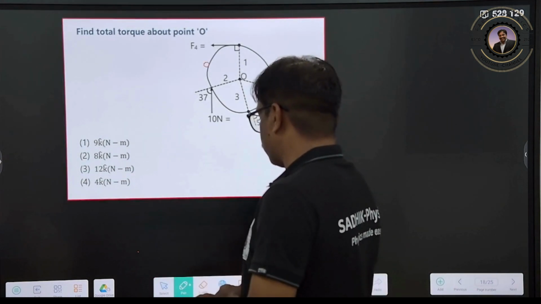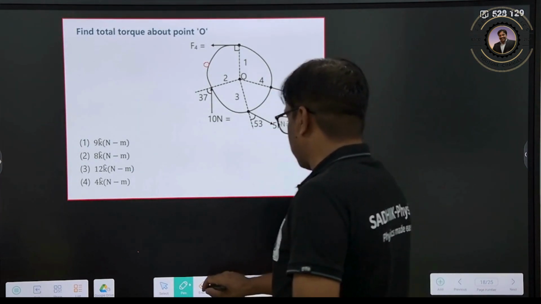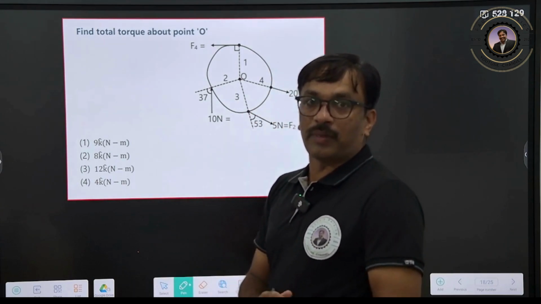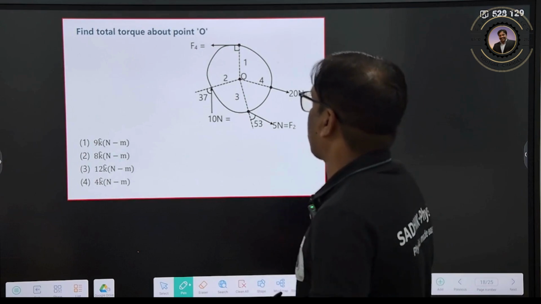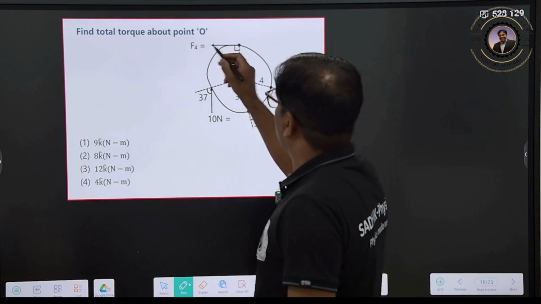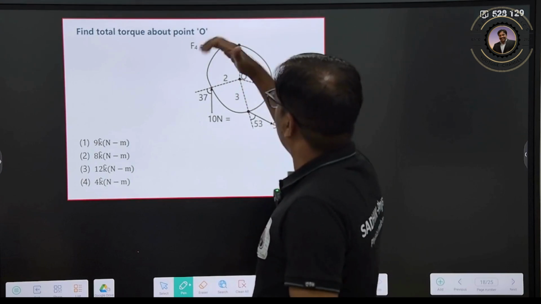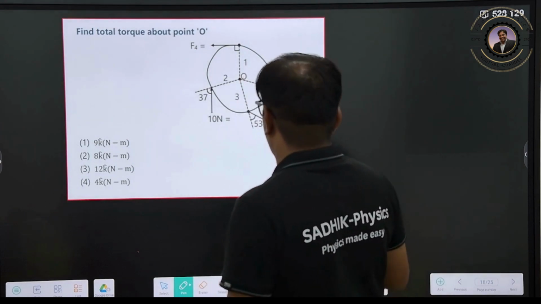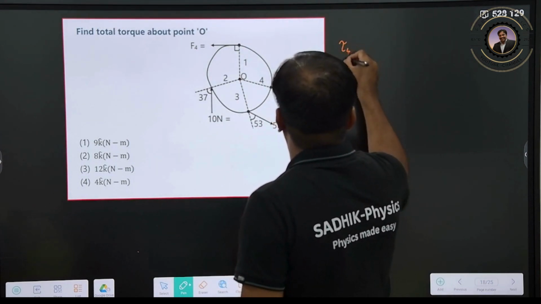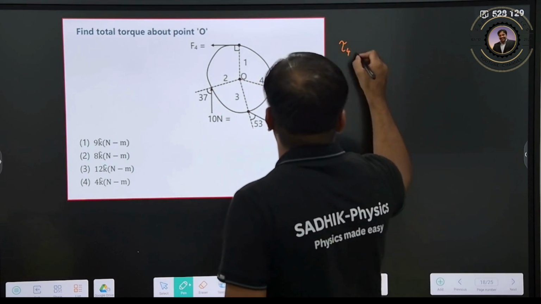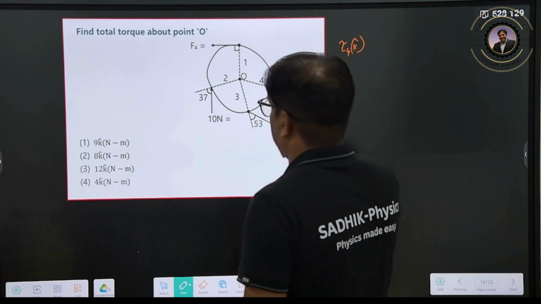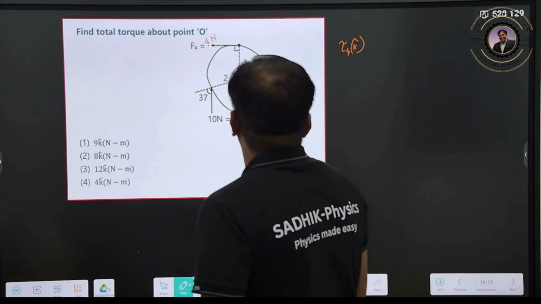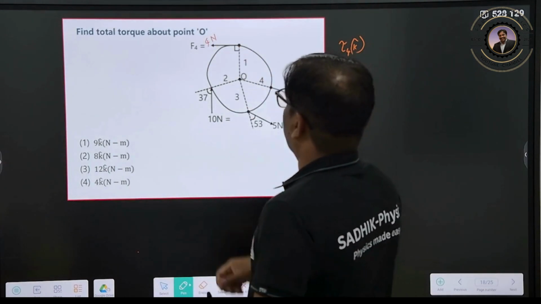Now, all clockwise torques can be added, and all anti-clockwise torques can be subtracted. So this F4, what is it doing? F4, therefore, right hand thumb rule. It is coming out, so it is making it rotate like this. So due to F4, it is coming out, which means you can write K cap. Clear? F4 value is 4 newtons. So this F4 is making it go outward.